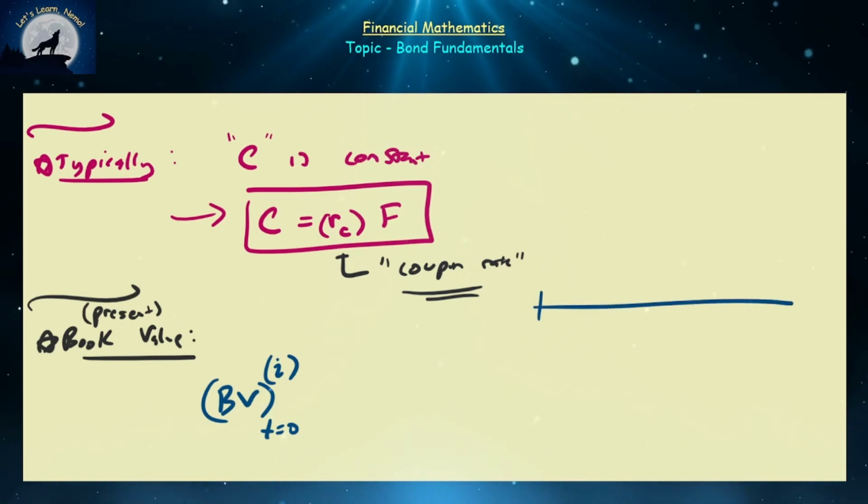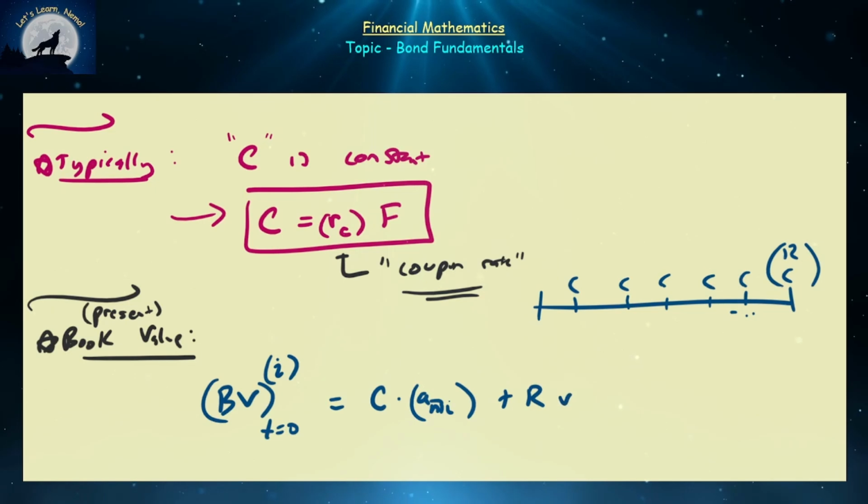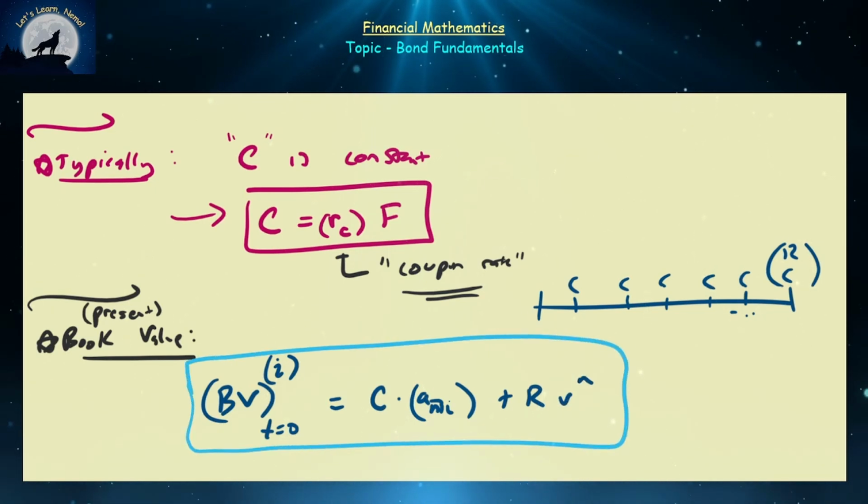Keep in mind, our payments are going to be of the form C, C, C, C down to C, and then C plus R at t equal to n. So you could view R as maybe a differential balloon payment. So what would the present value of this be equal to? That's going to be equal to C times the present value of a unit annuity immediate, plus a discounted value of R, n times. All right, so this is what we refer to as the present book value of the bond.